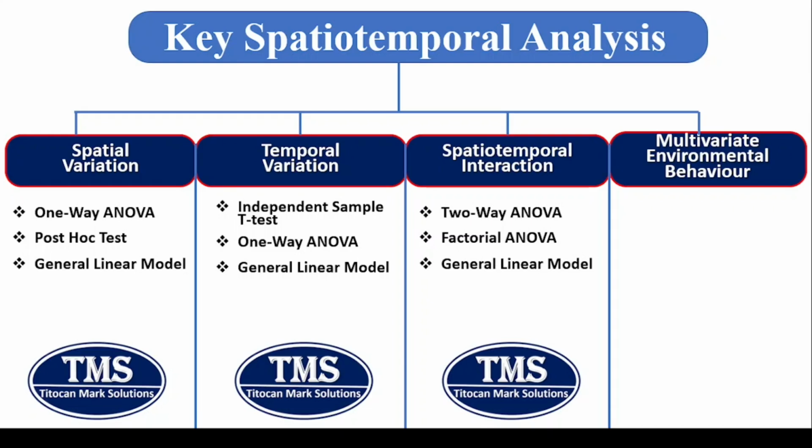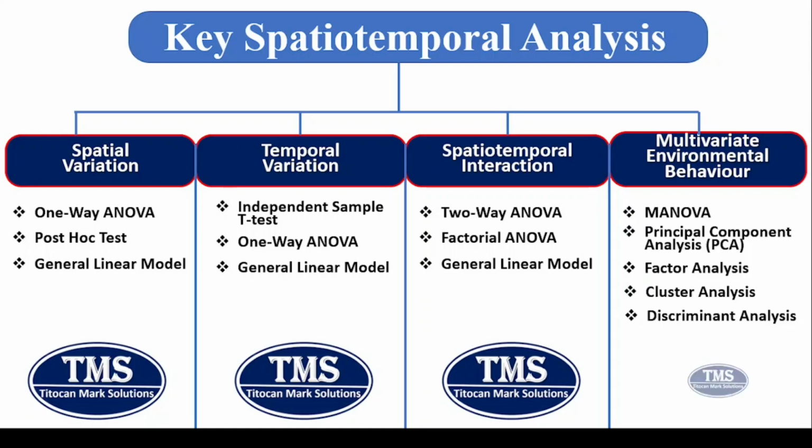Two-way ANOVA by combining location and season to test the combined and interaction effects of space and time. You can also perform factorial ANOVA to assess the main and interaction effects simultaneously. And you can also carry out general linear model using location and season interaction to quantify interaction while accommodating multiple predictors. And for multivariate environmental behavior, you can perform the following.